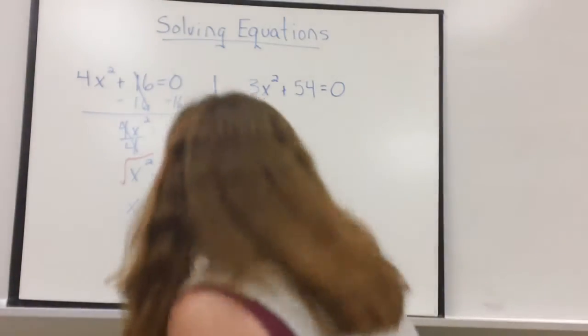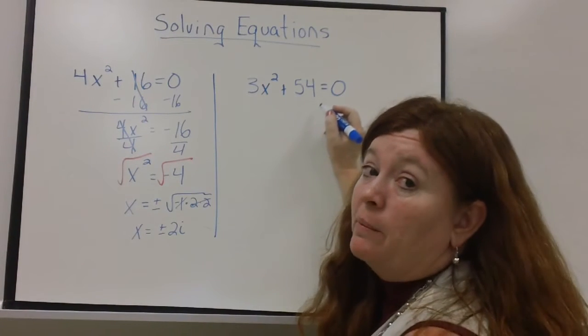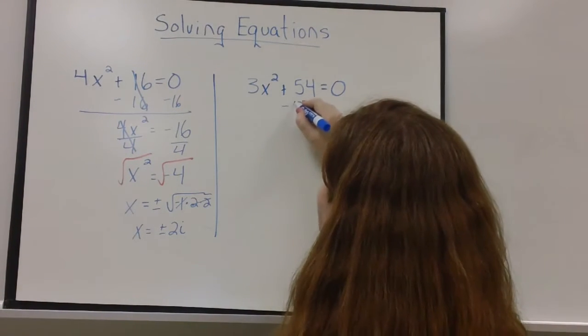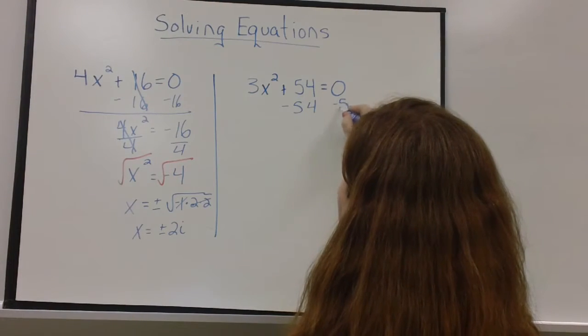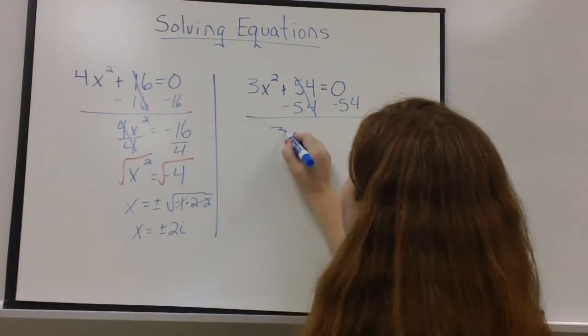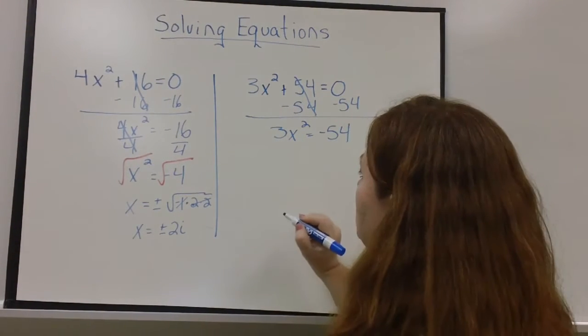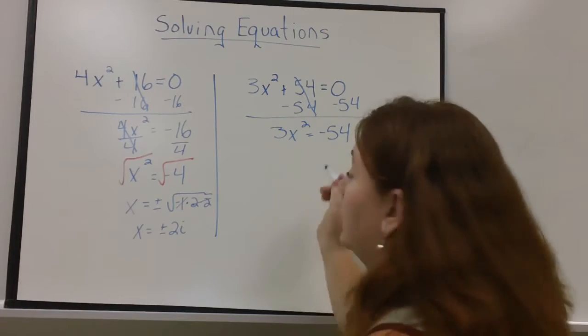All right, let's try a second one. Again, I want to solve for x, so I'm going to subtract 54 from both sides. And what do I have? Those cancel out. 3x squared equals negative 54. Now, to solve for x, I'm going to divide by 3.